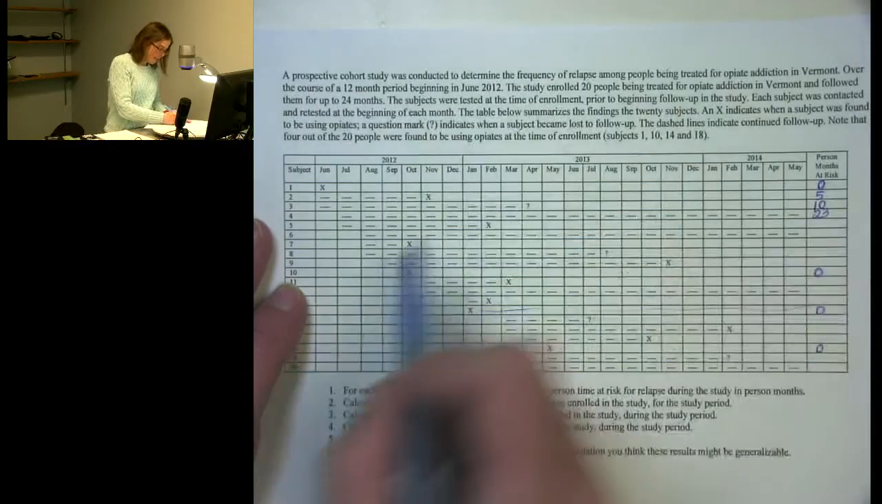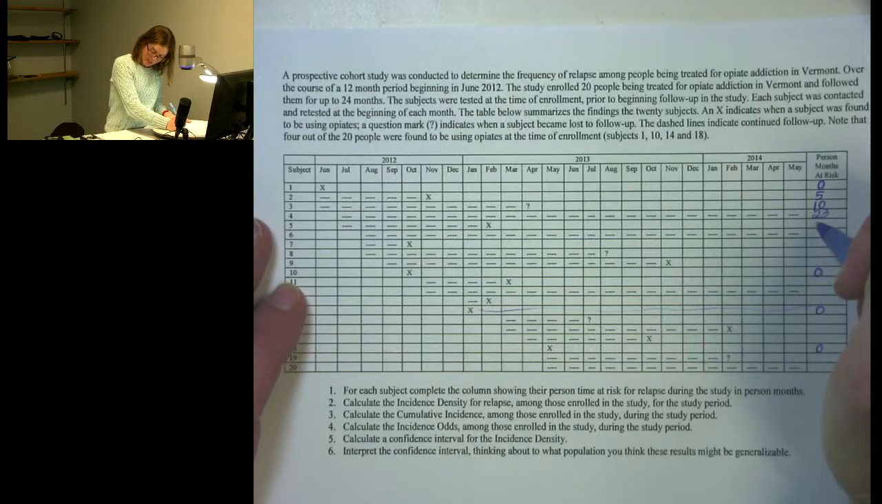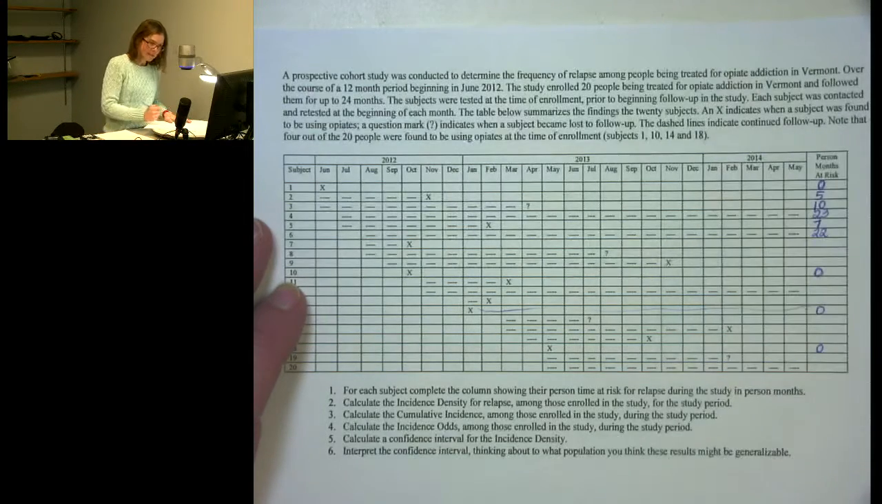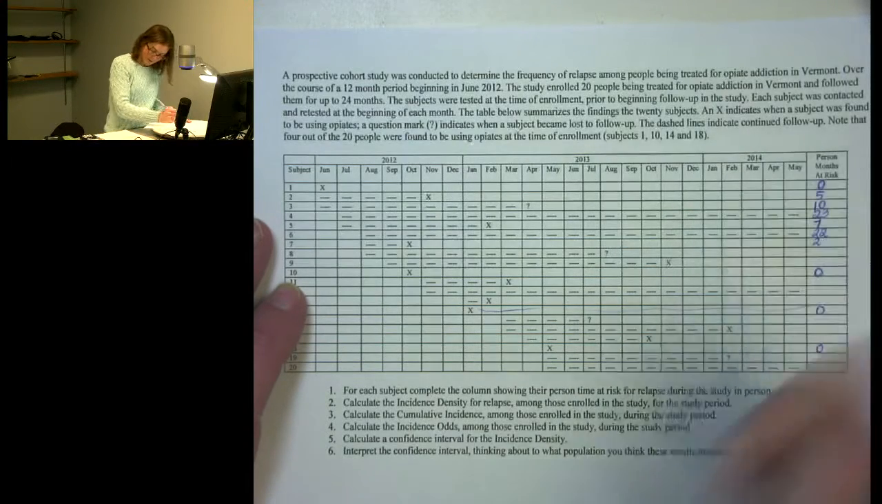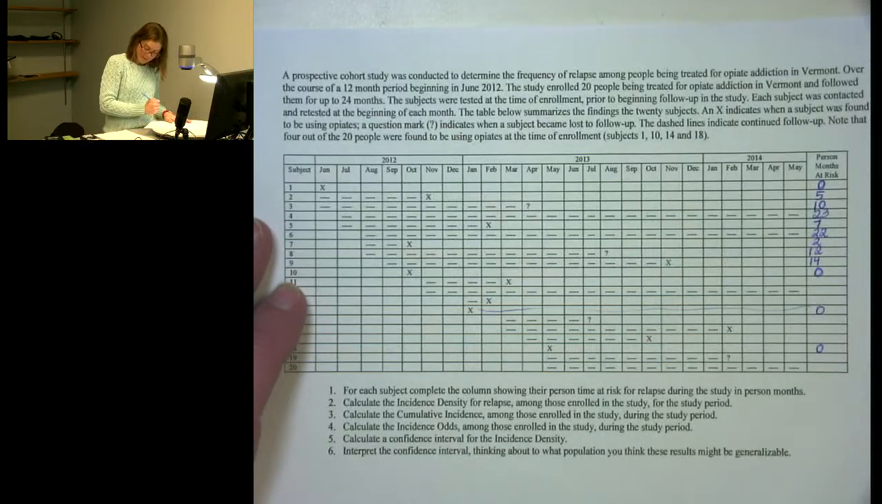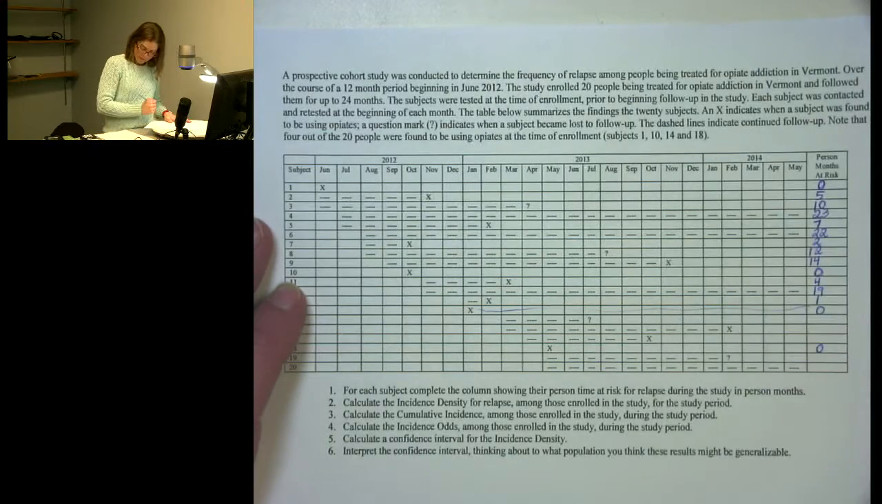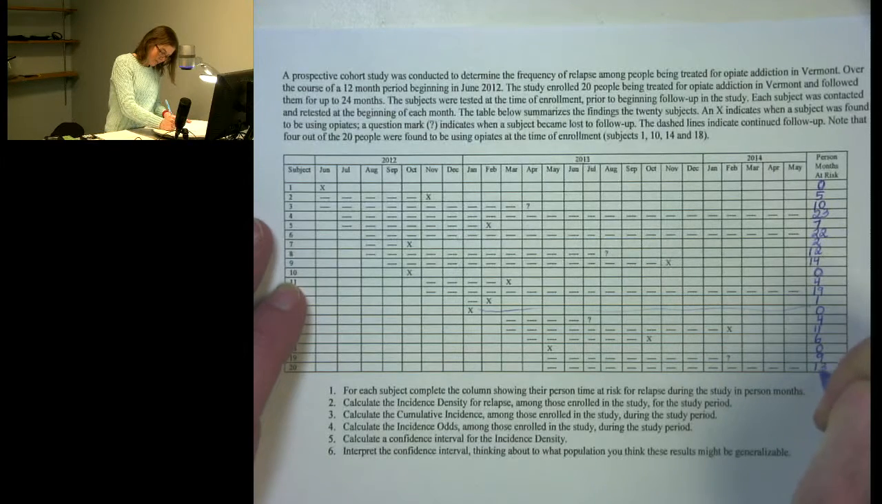All right, and so we're going to continue down and just count the dashes across, and that's how we figure out the person time at risk. So we've got 23, 7 months at risk, 22 months at risk, 2 months at risk, 12 months at risk, 14 months at risk, 0. Then we've got 4 months at risk, 19 months at risk, 1 month at risk, 4 months at risk, 11 months at risk, 6 months at risk, 9 months at risk, and 13 months at risk.